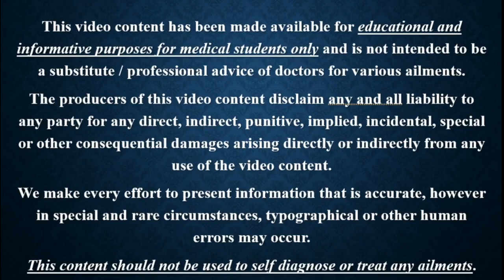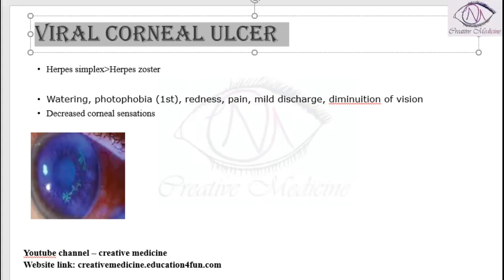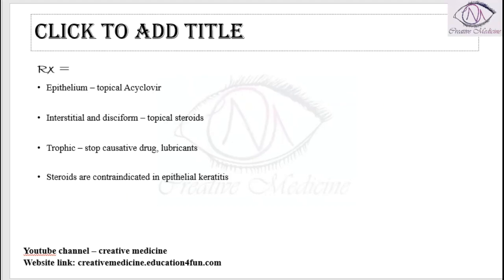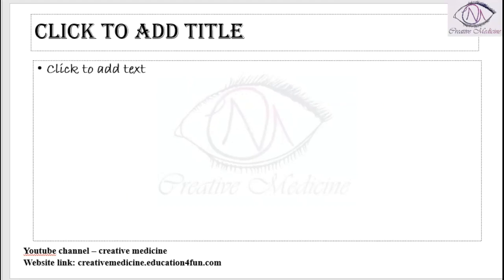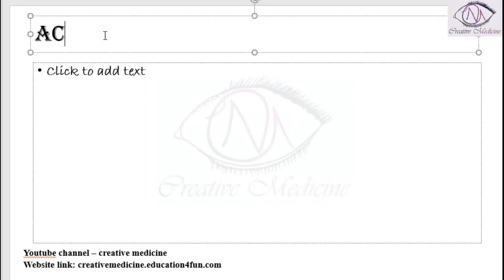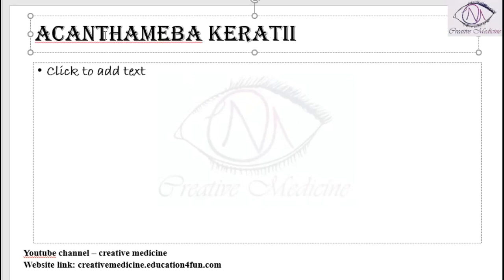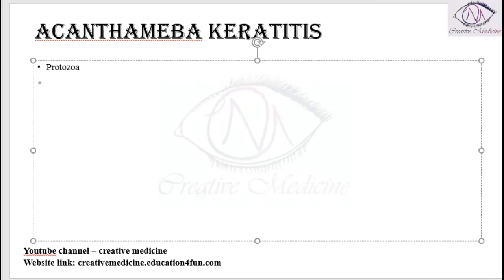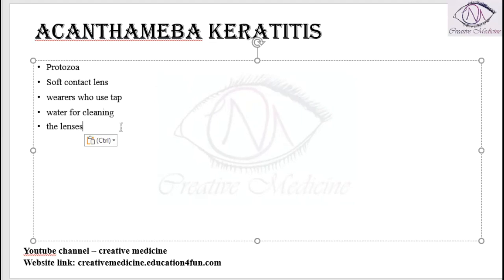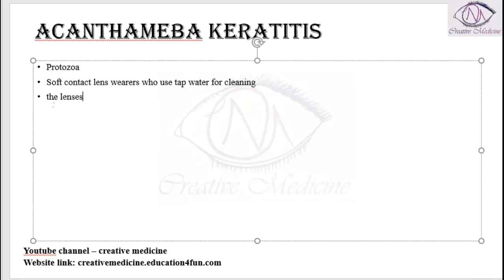In this lecture, we will learn about Acanthamoeba keratitis. Acanthamoeba is actually a protozoa. Acanthamoeba keratitis occurs mainly in soft contact lens wearers who use tap water for cleaning the lens. Usage of tap water for cleaning the lens will result in Acanthamoeba keratitis.